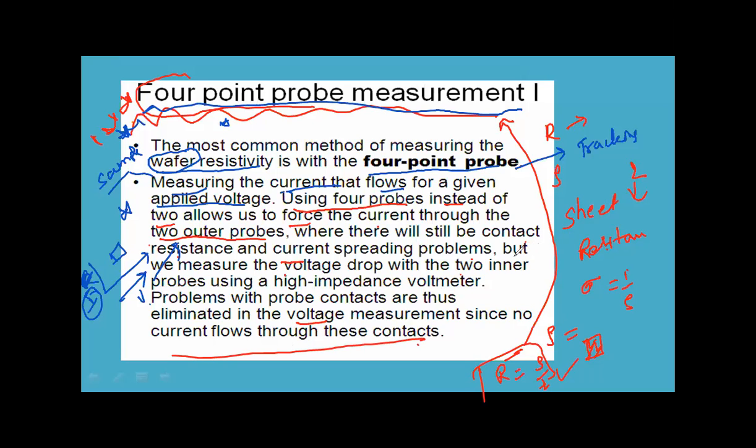If they ask you for 4 marks, you can simply write it. It is a really wonderful method to measure the electrical resistance of a sample. First point. Second point is, this is the most common method of measuring the wafer resistivity with the 4-point probe method. And third point is measuring the current flow at a given applied voltage. We measure the current while applying the voltage. We use 4 probes, 2 probes to measure the voltage drop and 2 other probes to measure the current. And this is a very wonderful method to minimize the contact resistance.